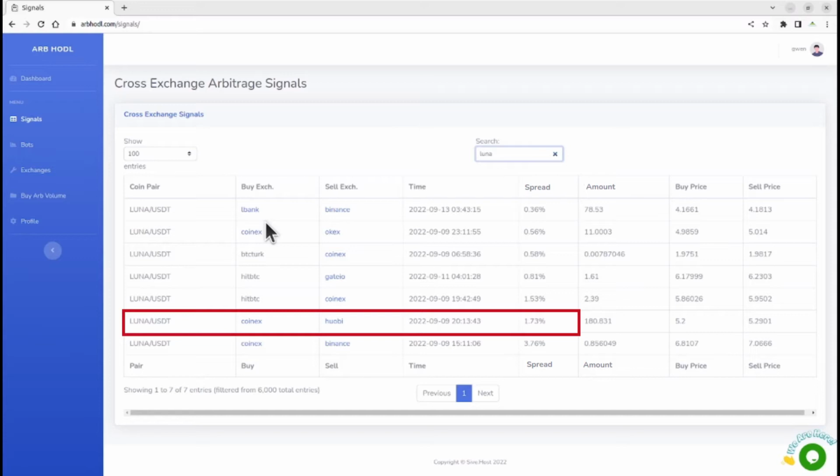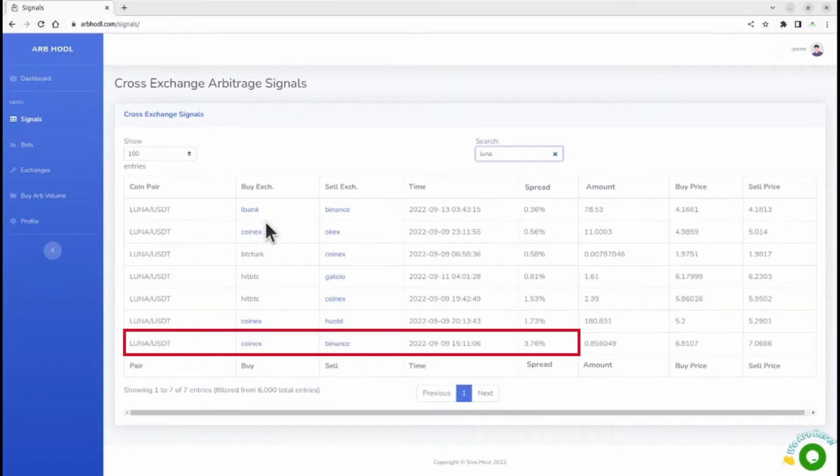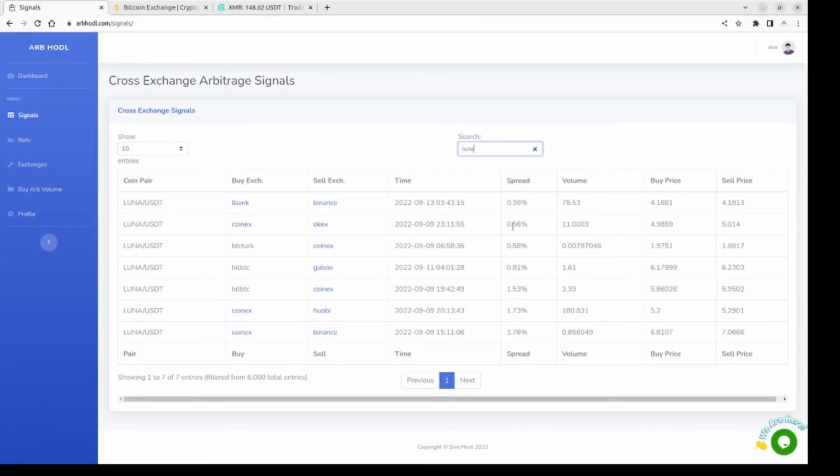So after my two criteria of exchanges I trust the most, it seems the Signals page is saving the best for last. I am familiar with both Coinex and Binance. Definitely added to the short list. Now looking at the spread column. My strategy is to use the highest of these as a tiebreaker, and given my limited Luna coins, I cannot spread my coins too thin.